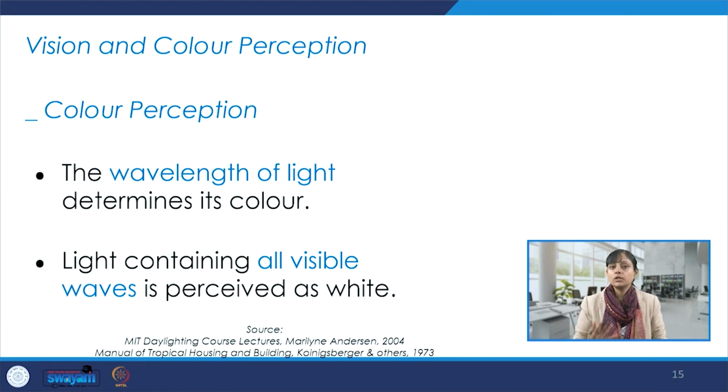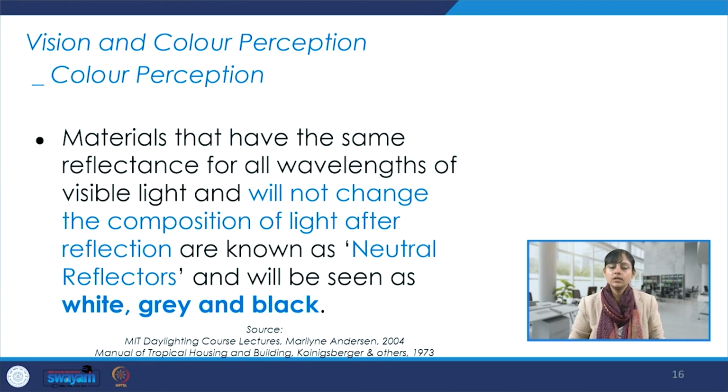Then we talk about color perception. The wavelength of light determines its color. Light containing all visible waves is perceived as white. Materials that have the same reflectance for all wavelengths of visible light and will not change the composition of light after reflection are known as neutral reflectors, and they will be seen as white, gray, and black.